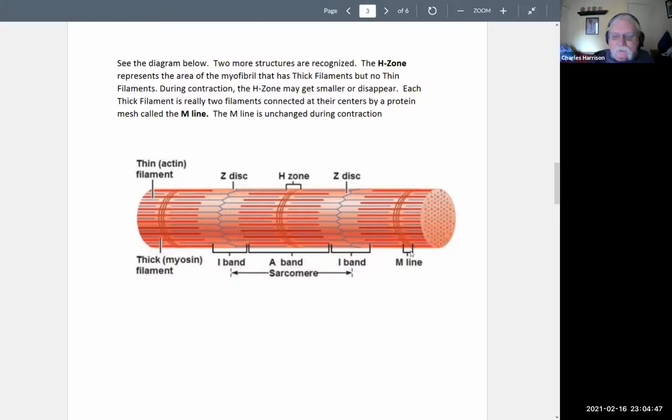Here's the M line after all, is here. It certainly looks the same as an H zone. M line refers to the midline only, though, the middle line. The H zone is from here to here.